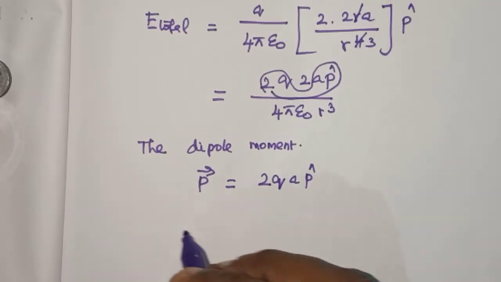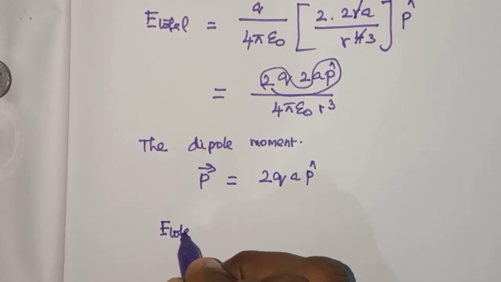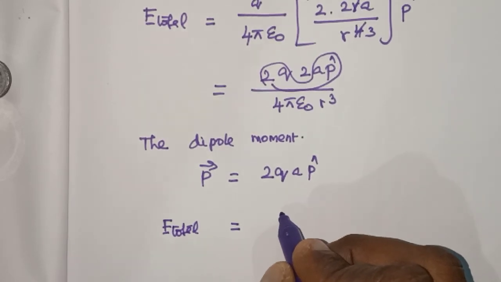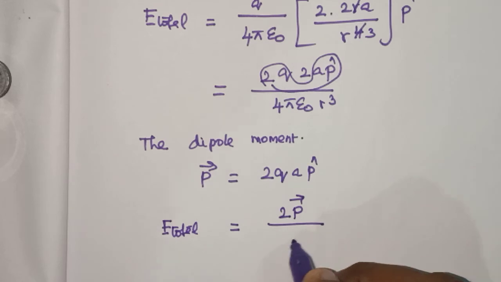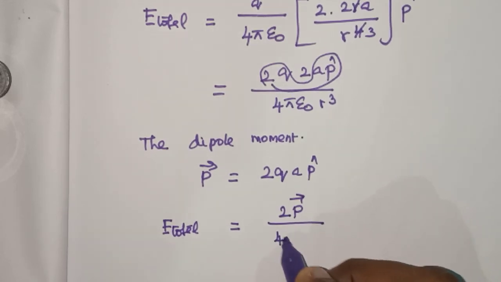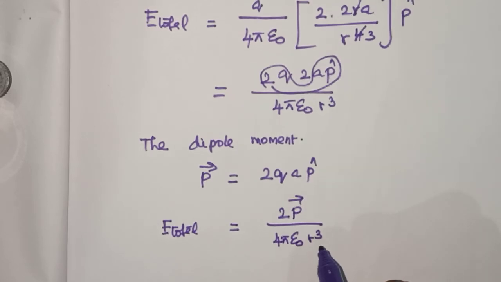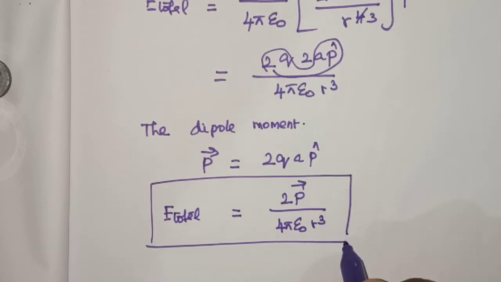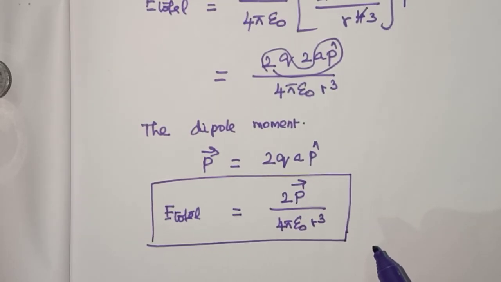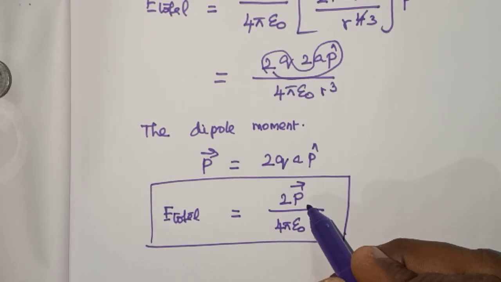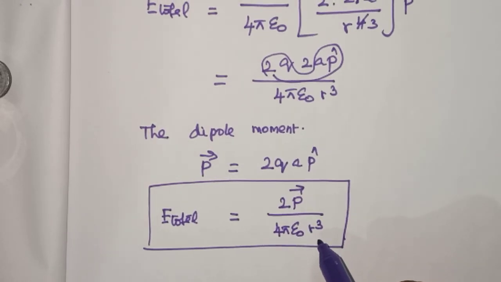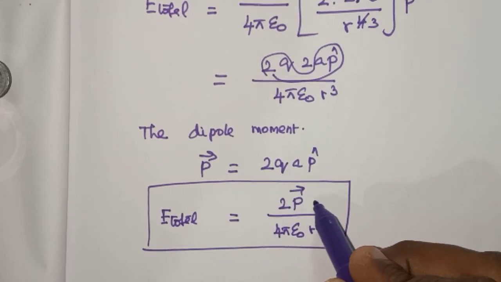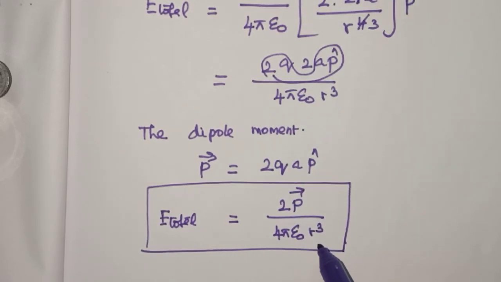So what is the equation? E total equal to, what is the equation? 2 p vector divided by 4 pi epsilon naught r cube. Okay. So the field is decided by this dipole moment and the distance r. This is very important: the field is decided by p, the dipole moment, and r. Thank you.